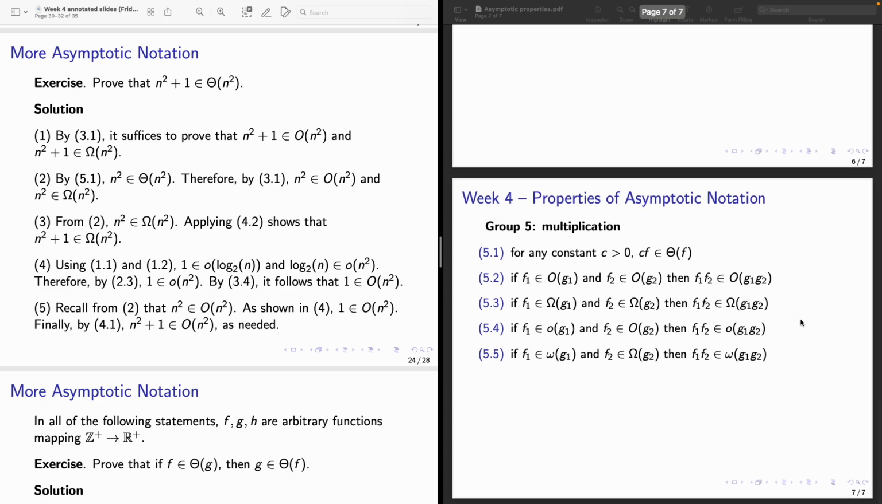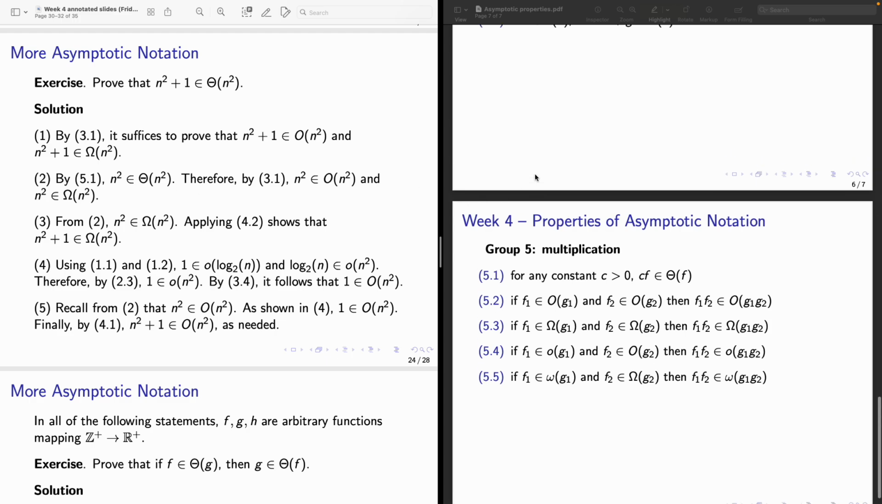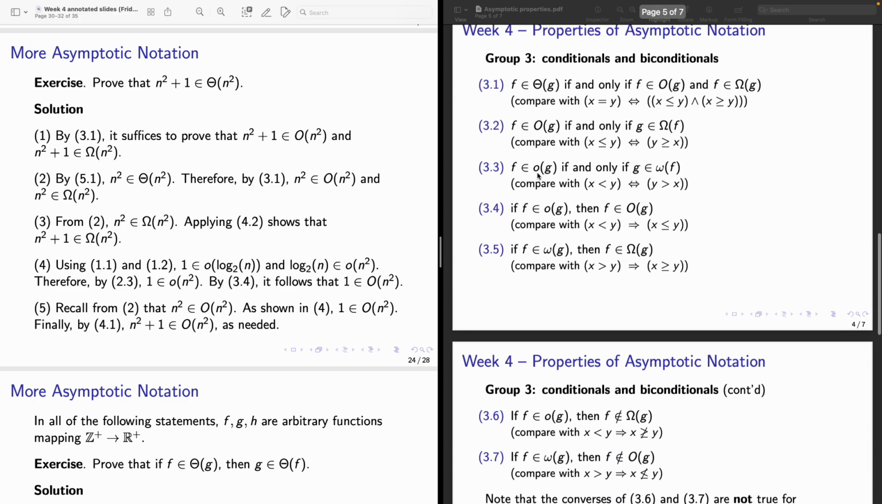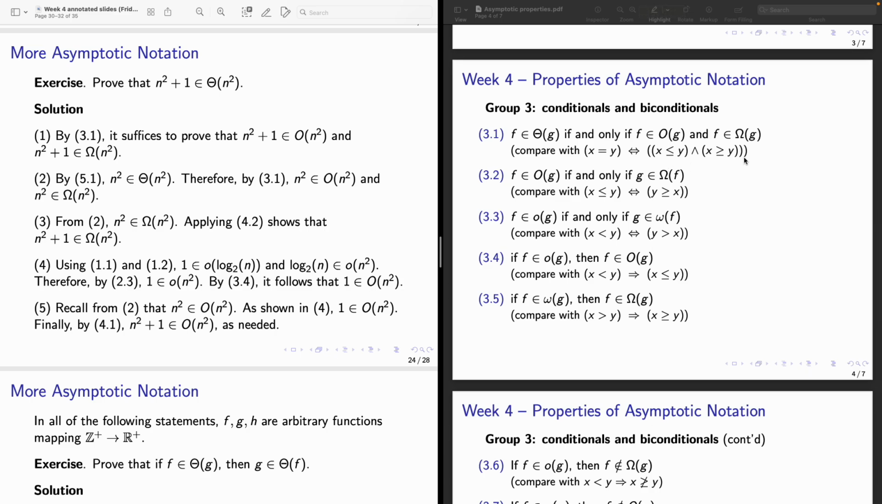5.1 again, constant multiples. Every function is in big theta of itself because it grows at the same rate as itself. N squared is in big theta of n squared. Then you use that fact again to say that n squared is in big O of itself and in big omega of itself.